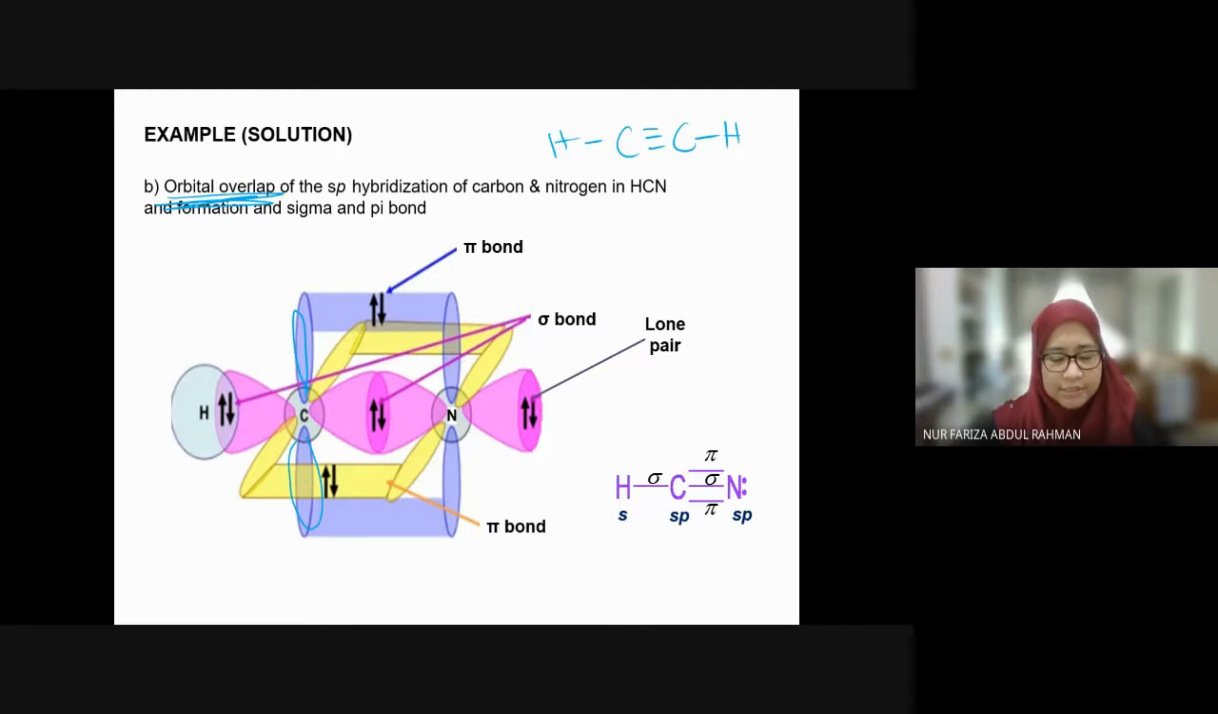The purple and also the yellow one for carbon and nitrogen. So we have 2 pi bond there. Okay. Don't forget the electron, okay guys? Don't forget the electron, the arrows. Without the electron, that means your mark will be deducted.